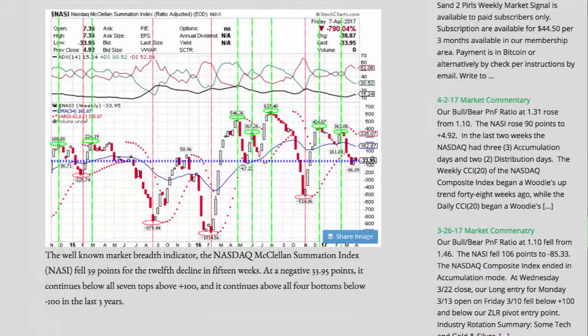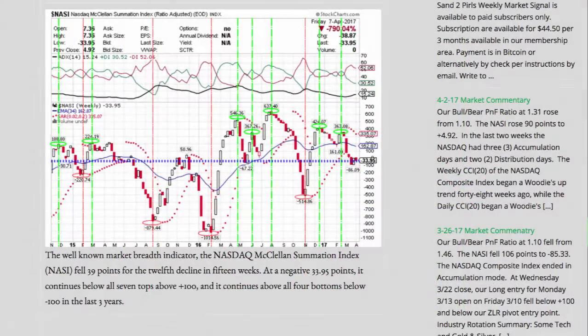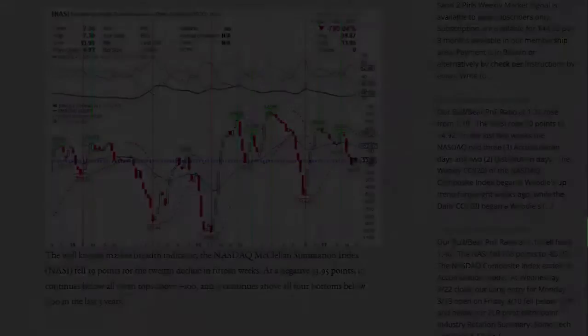The well-known market breadth indicator, the Nasdaq McClellan Summation Index, fell 39 points for the 12th decline in 15 weeks. At a negative 33.95 points, it continues below all 7 tops above plus 100 and continues above all 4 bottoms below minus 100 in the last 3 years.